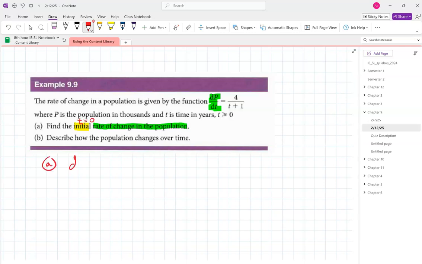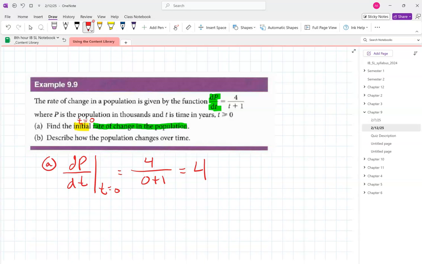So all I'm going to be doing then is dP/dt when t is equal to 0. Everybody's okay with what I did there?